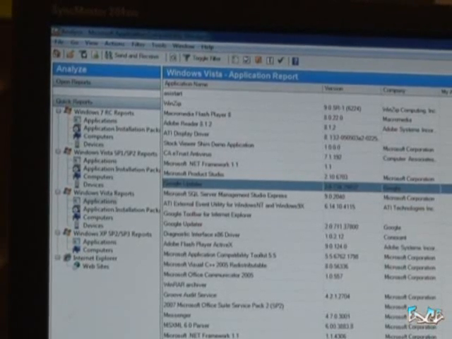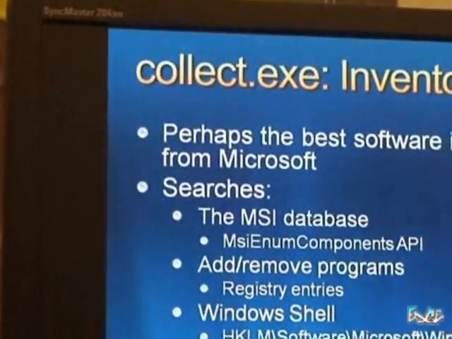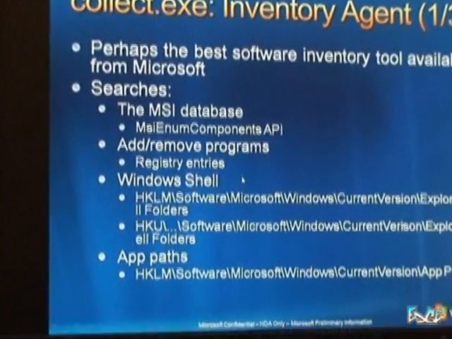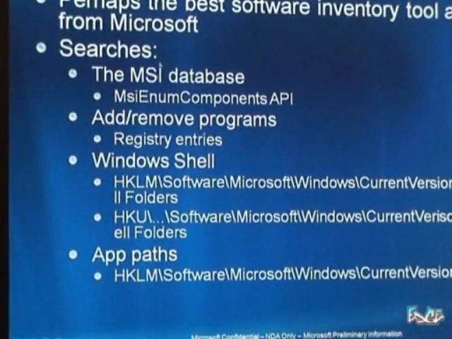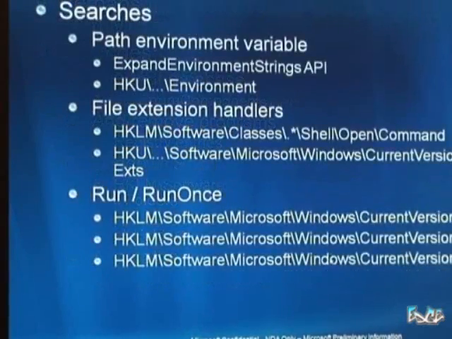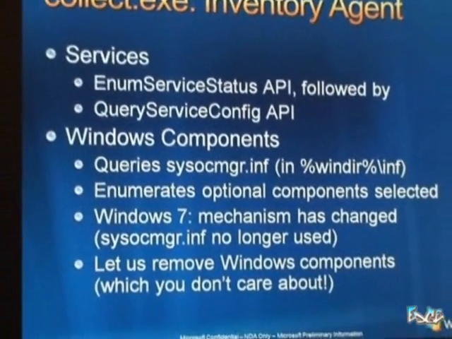If I've already got an inventory of my applications, or a standard desktop deployed and I already know all the applications that are part of that, is there a way to get just the compatibility report? Let's take one step back. A lot of the reporting mechanisms will focus on add-remove programs. What the App Compat Toolkit will do is go beyond that. It will look in the MSI database, add-remove programs, the shell, and the application paths. We'll also do searches against path environment variables, file extension handlers, run and run once, and it will look at all your services and components. So if there's an app on that machine, it will detect it.